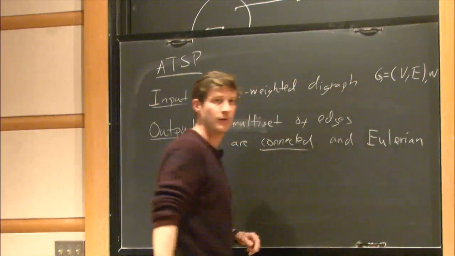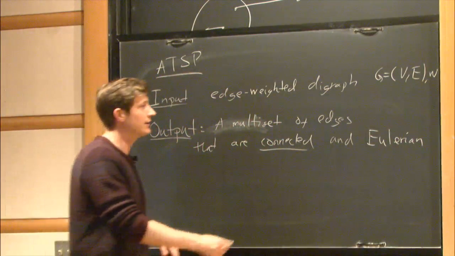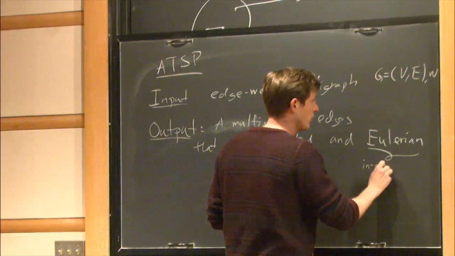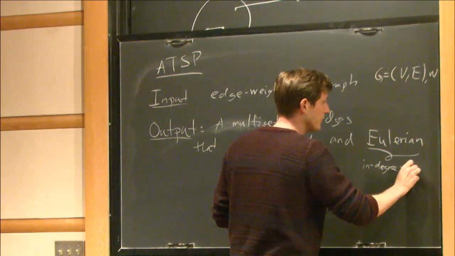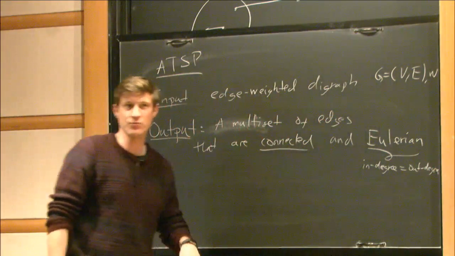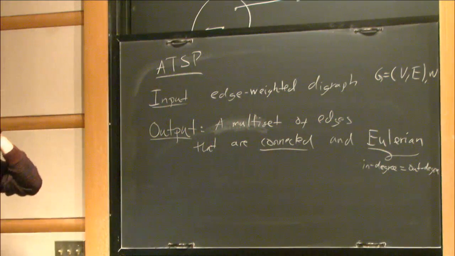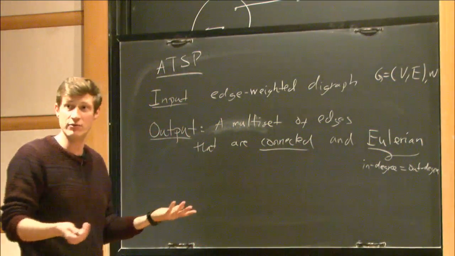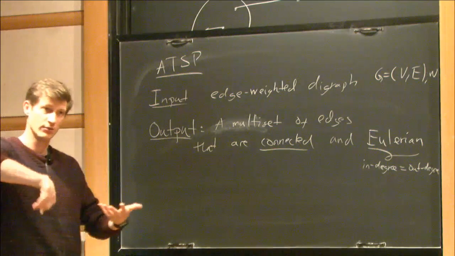In our setting this means that the in-degree is equal to the out-degree. In the symmetric case, it's just that every degree should be even. Here it's that in-degree should be equal to out-degree. Once you have such a tour, if you have the triangle inequality, you can take the Eulerian walk and then shortcut.